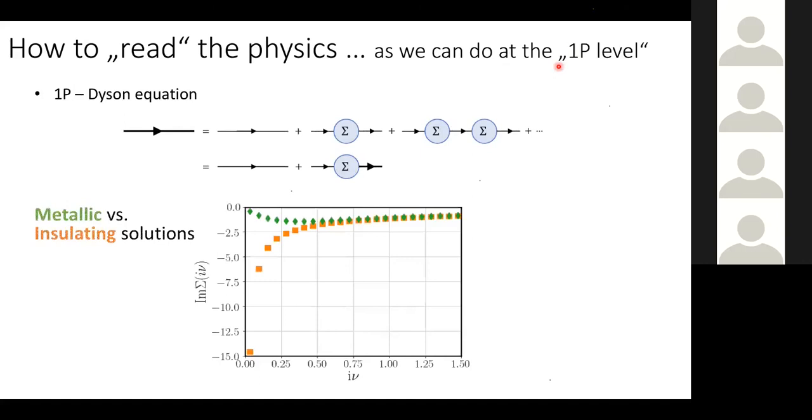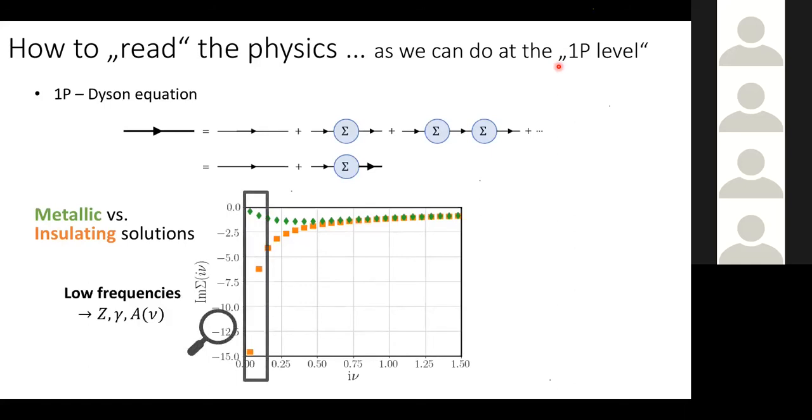For instance, even if I give you a DMFT solution for two self-energies, you will immediately recognize that the green one is metallic and the orange one is insulating, simply by looking at the low-frequency part of it, from which you can even extract quantitative information about your system, like, for instance, the renormalization factor, the scattering rate, and the spectral function at the Fermi level. And we want to do the same at the two-particle level.